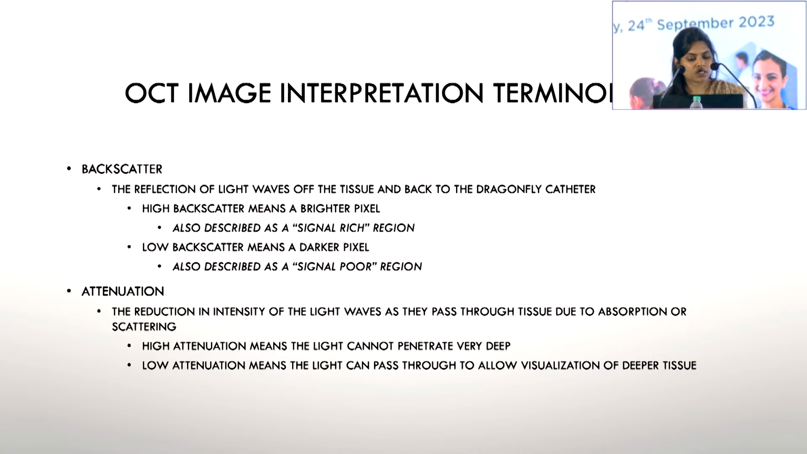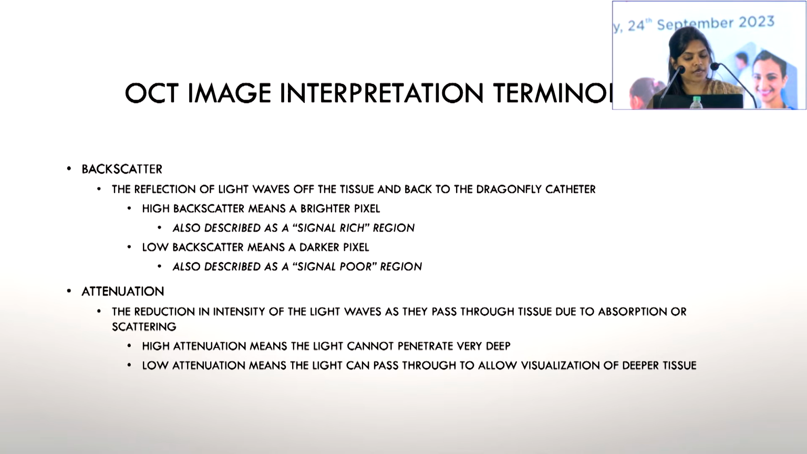Now, two basic things you need to know about OCT interpretation in terms of terminology are backscatter and attenuation. Backscatter is nothing but how the light waves are reflected from the tissue back to the catheter. So two things, one is the signal rich region and the other is the signal poor region based on the backscatter. And then we have attenuation. It is nothing but reduction of intensity in the light waves as they pass through the tissue, based on the absorption capability of the tissue.